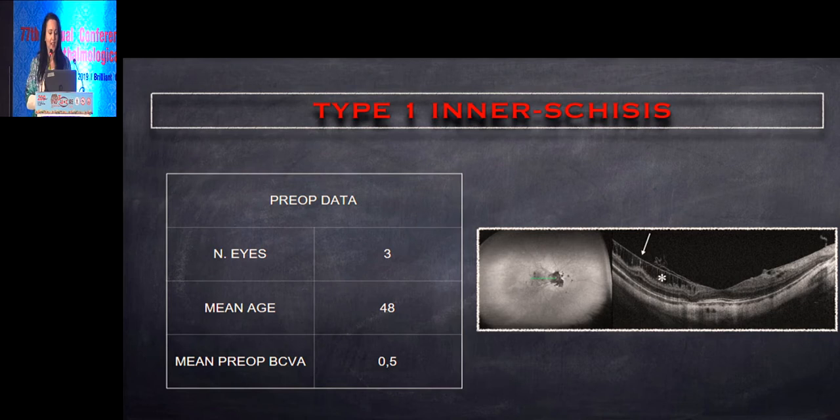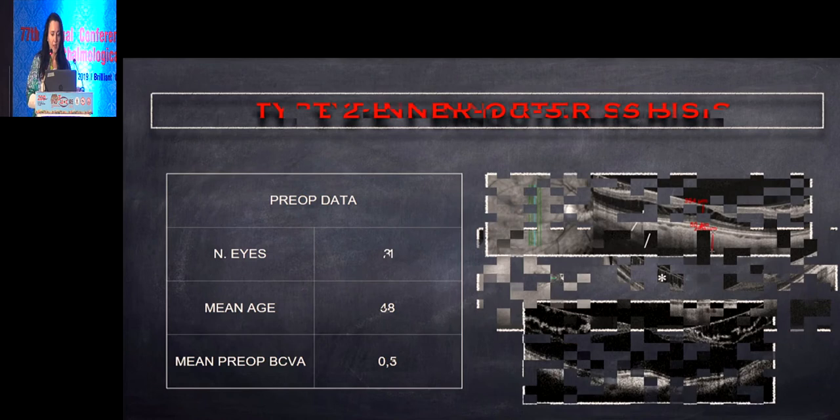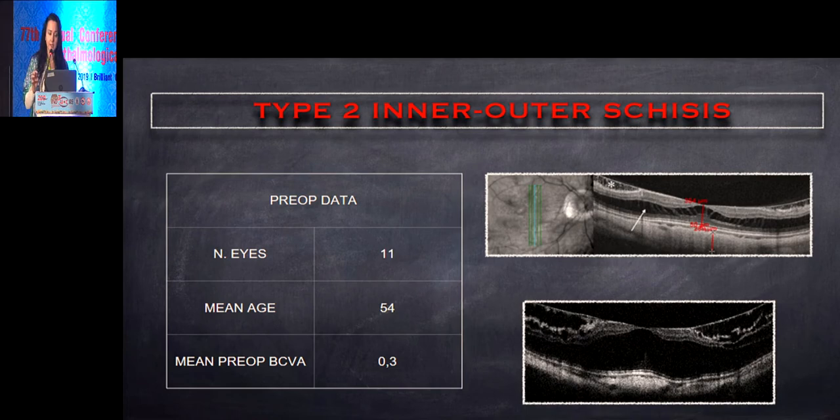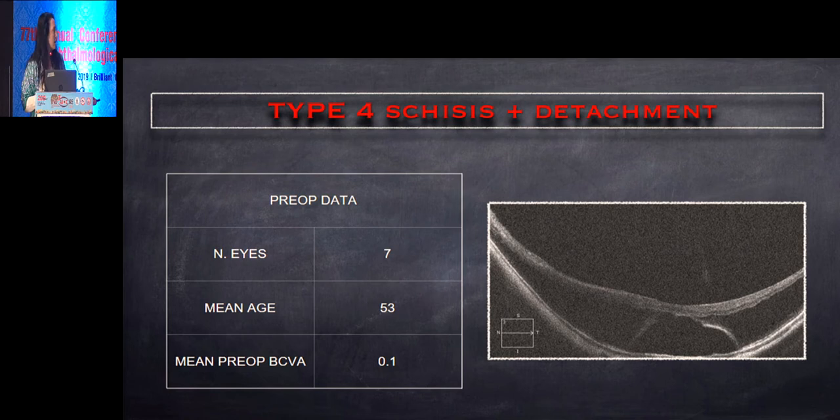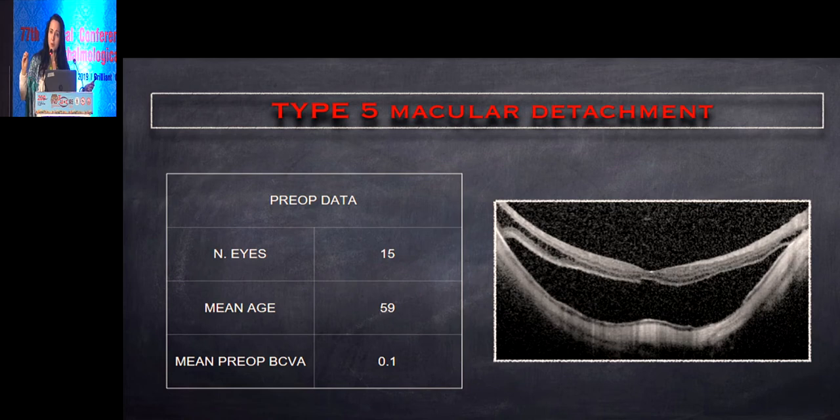Inner schizis, please look at the average age. 48 years of age, and the mean preoperative visual acuity is fairly good. Inner outer schizis, the average age is increasing. Predominantly outer schizis, the age is still increasing. Schizis with detachment, here the age is in line, but not increasing. Pure detachment. Notice that when the detachment is complete, there is almost no schisis, and the age is increasing. So five types of retinal patterns.